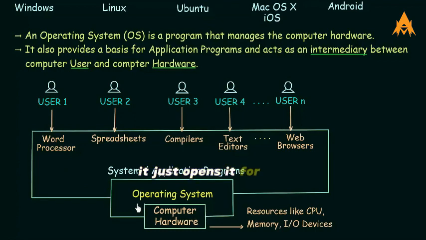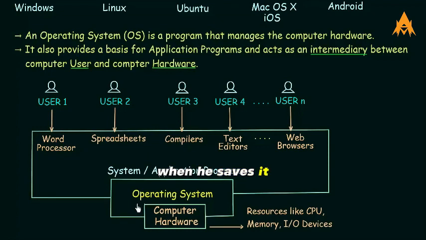It just opens it for him, and then it makes the screen ready for typing, and whatever he types, the operating system tells the hardware what to do so that it will be typed and displayed on the screen. Everything that otherwise would have to be done manually by the user is now taken care of by the operating system. And after typing it, he has to save it.